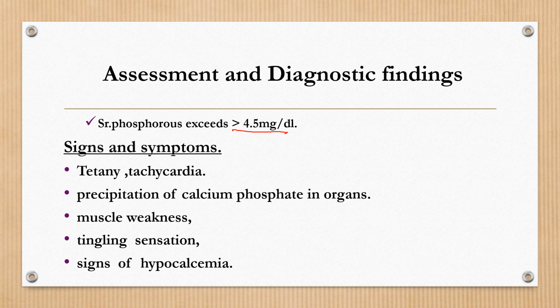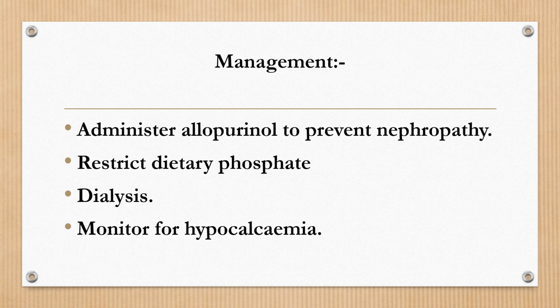The major features are that the patient will experience tetany, tachycardia, and precipitation of calcium phosphate in organs, which leads to muscle weakness, tingling sensation, and signs of hypocalcemia also present in the patient. Management is to administer allopurinol to prevent nephropathy, restrict the dietary phosphate, and patients at certain times undergo dialysis, then monitor for hypocalcemia.